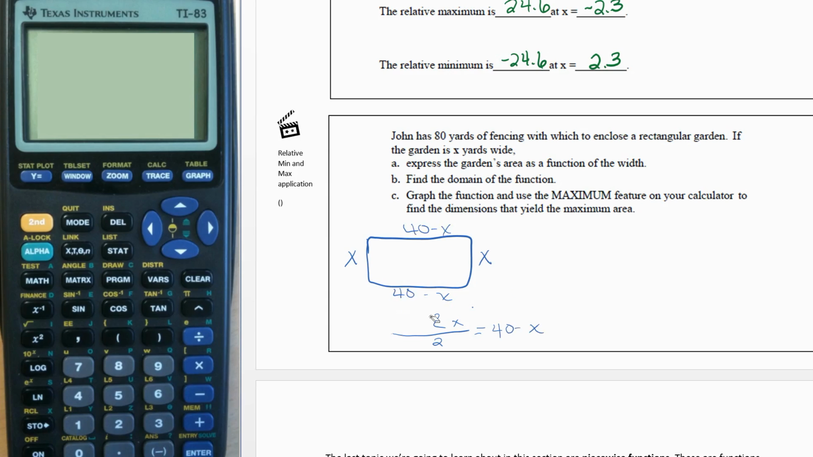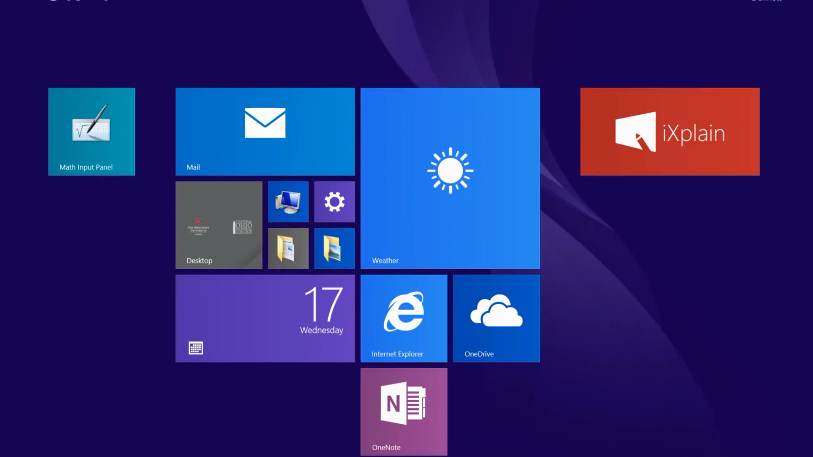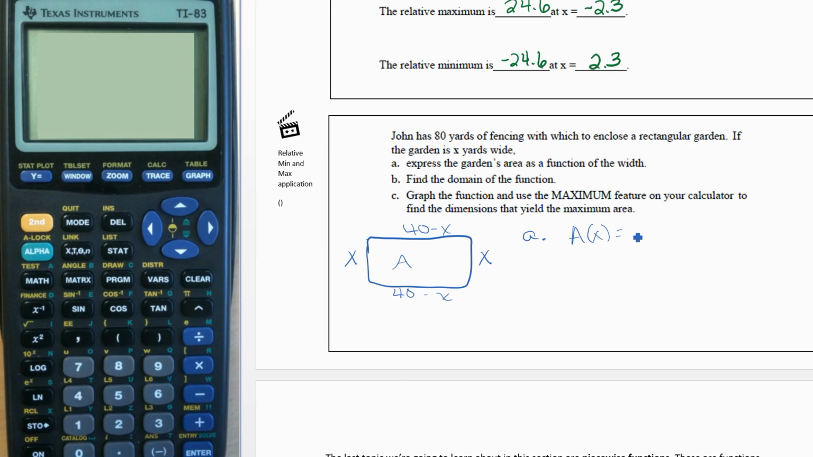The first part, A, says express the garden's area as a function of the width. Now the area, what's inside here, remember, is length times width. So the area, which we'll say A of x, where the A is just the name of the function, is going to be length, so we'll take 40 minus x times the width x. If we distribute that x, we can write this as 40x minus x squared.